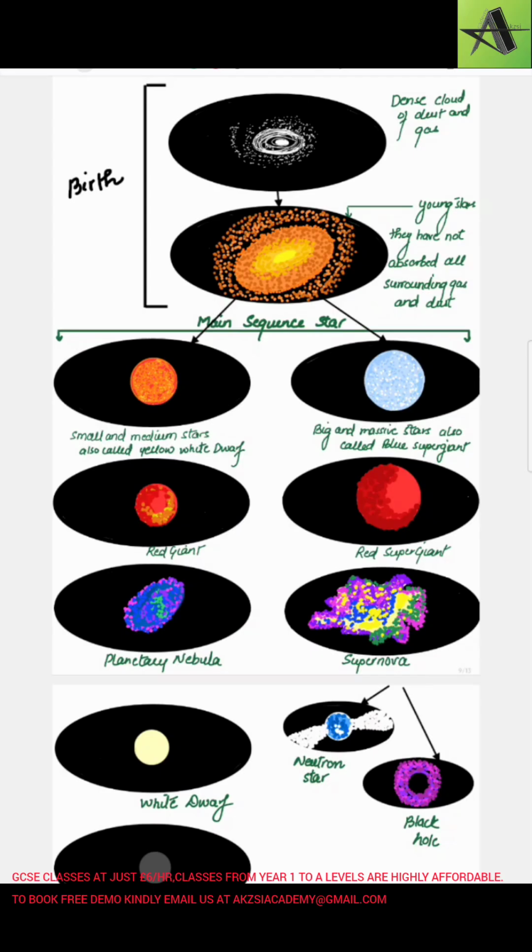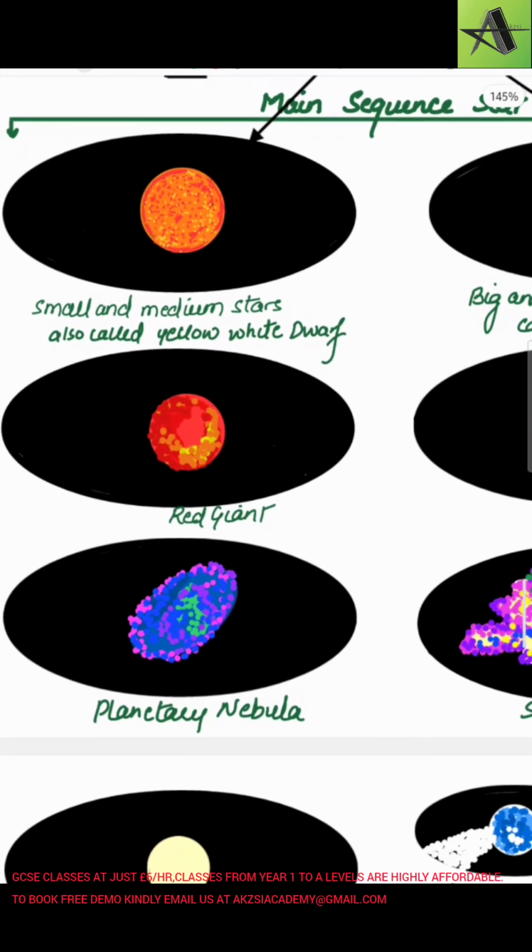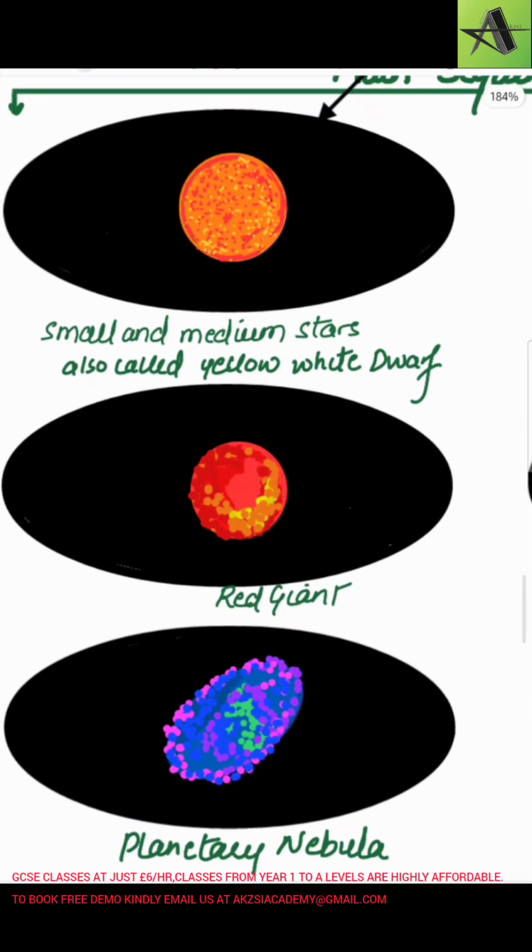Same thing is happening: the outward pressure is equal to the inward pressure and fusion is taking place, but it all depends on the mass. Let me study only the ones on the left-hand side. So this is the main sequence star. The first one that you can see looks like our sun, because our sun is also a main sequence star, also called a yellow dwarf, because it comes under small to medium size stars.